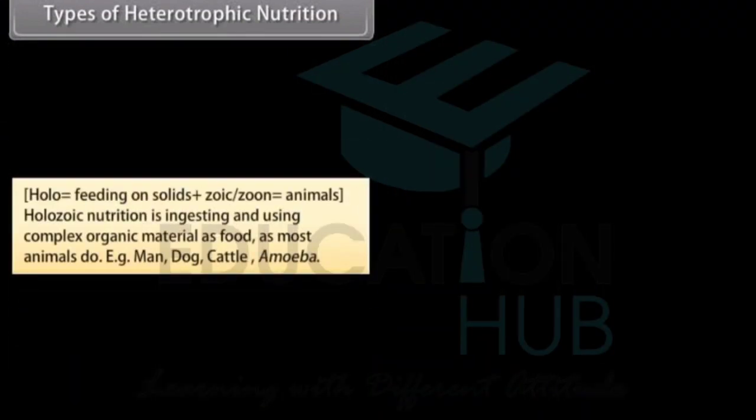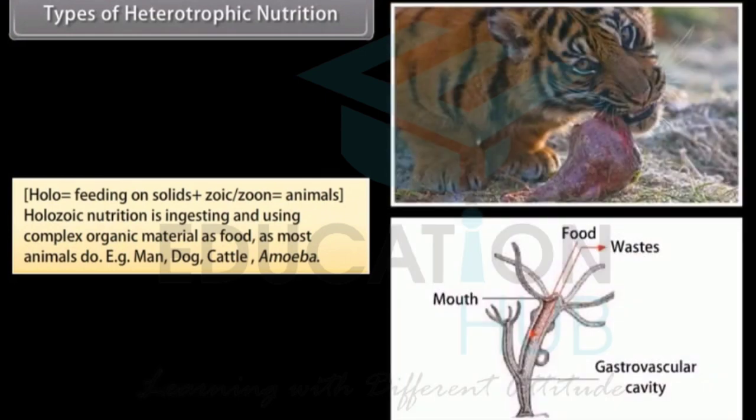Holo means feeding on solids, and zoon means animals. Holozoic nutrition is ingesting and using complex organic material as food, as most animals do. That is man, dog, cattle, amoeba.